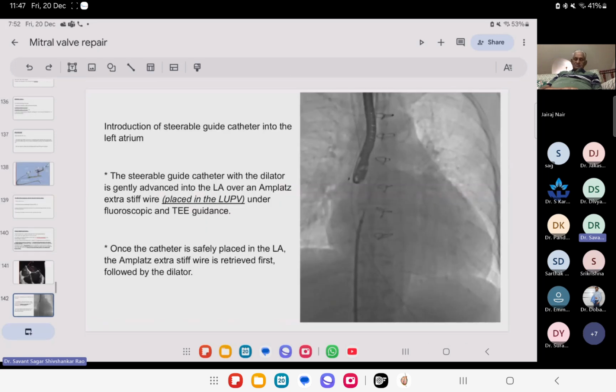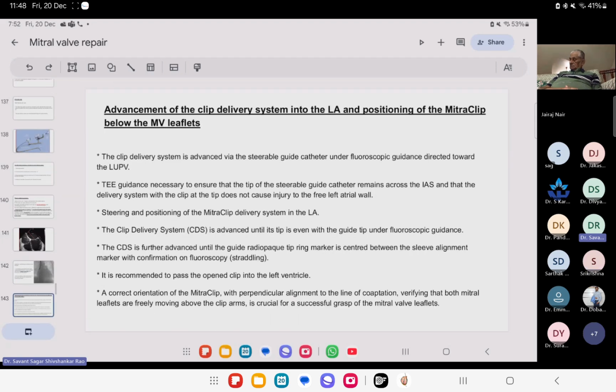Through the TEE guidance and the fluoroscopy, the guide wire is first passed and parked in the left upper pulmonary vein. And further, after that, we'll pass the mitra clip device.